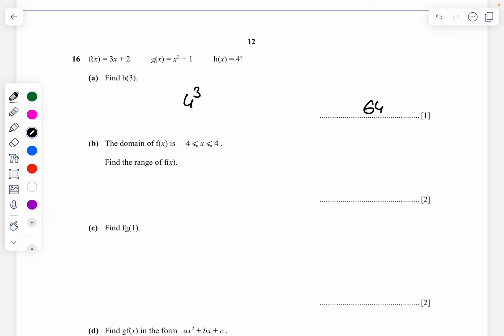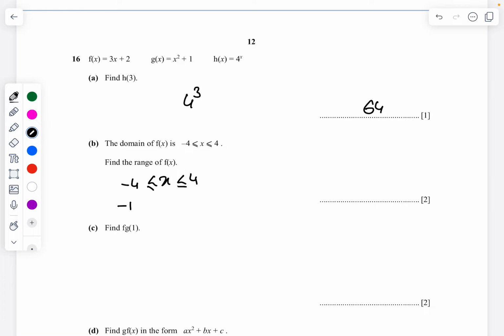Next, the domain of f of x: x lies between -4 and +4. What are the values? The domain of f of x is this much. Find the range. So, x lies between -4 and +4.